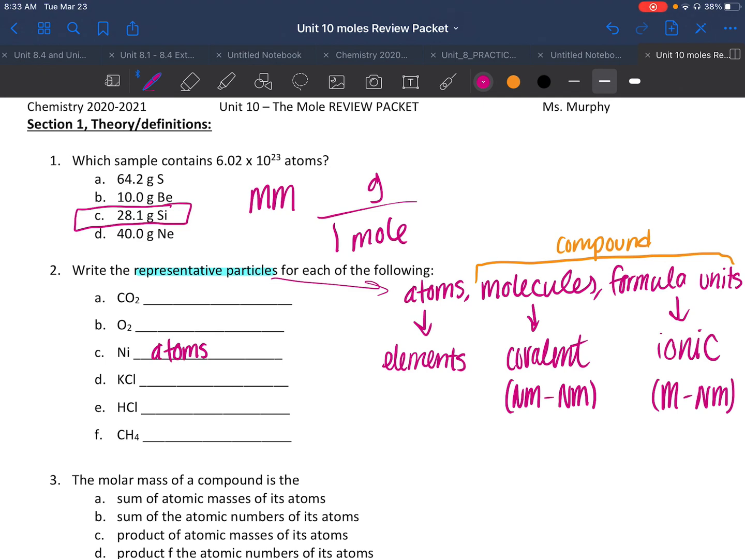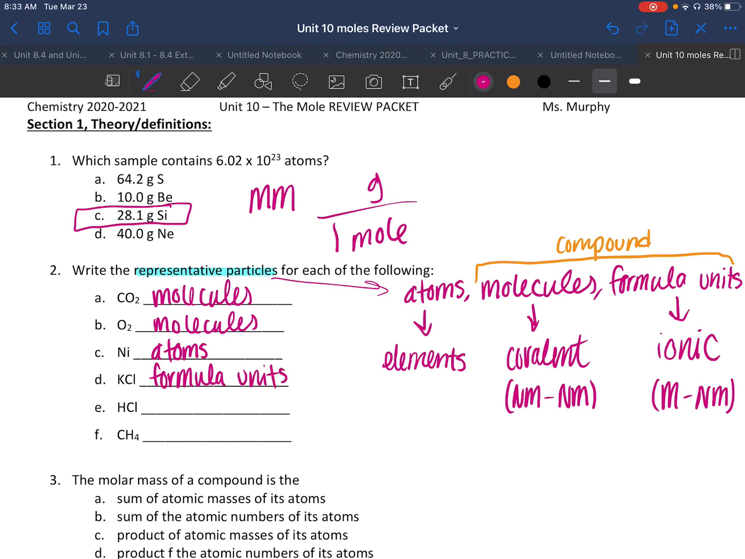So if we're looking at CO2, both of these are nonmetals. They live on that upper right side of the periodic table. So if they're both nonmetals, they're covalent and get molecules as their representative particle. O2 means that you have a bond between 2 oxygens, which is a bond between 2 nonmetals, therefore it will also get molecules. KCl: well, potassium, or K, is a metal. It lives on the left-hand side of the table. Chlorine is a nonmetal, so this is ionic, so it'll get formula units.